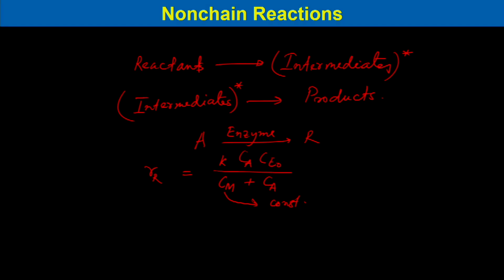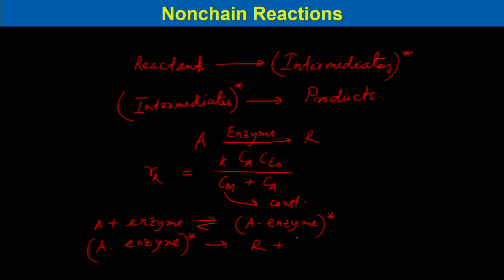So, this reaction is viewed to proceed via the following mechanism. A reacts with enzyme and forms an A-enzyme complex. And the A-enzyme complex dissociates to form R plus enzyme.